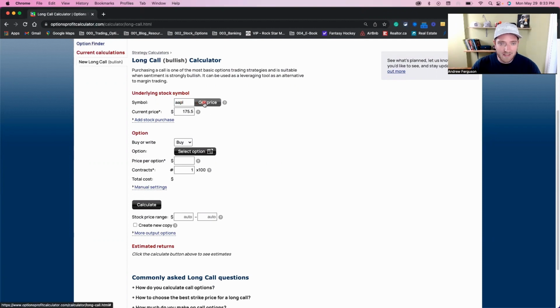It's going to get price. Click there, current stock price. Just note this is going to be delayed data once the market's open. It's going to be delayed by about 15 minutes, but for our purposes here now, market's closed, so we're good to go. Current price 175.5.